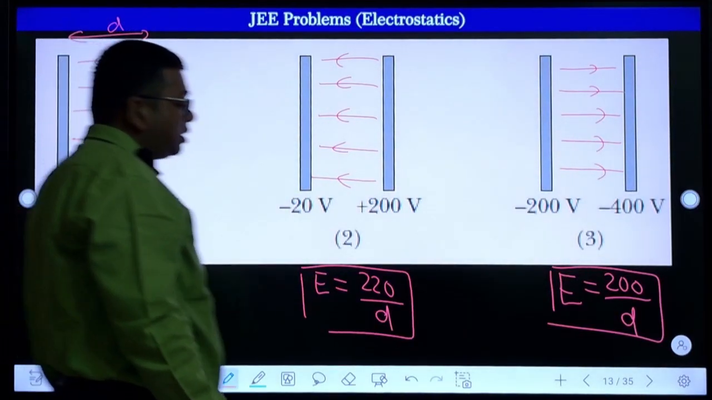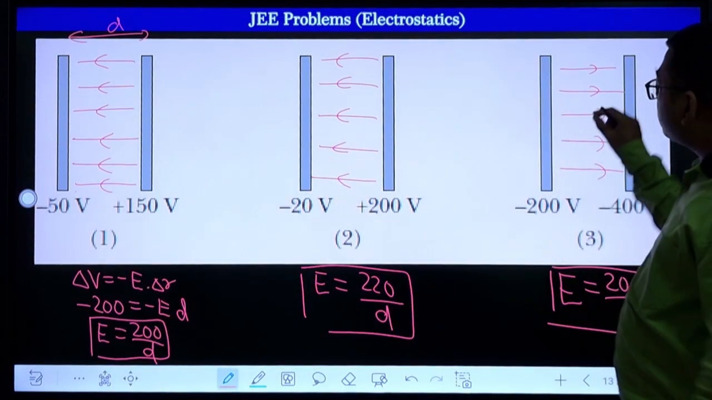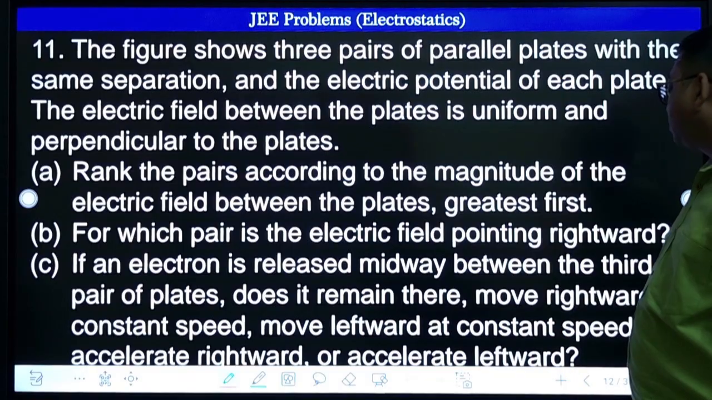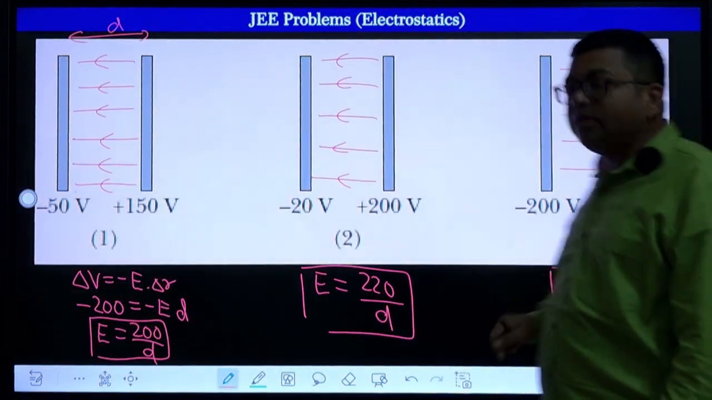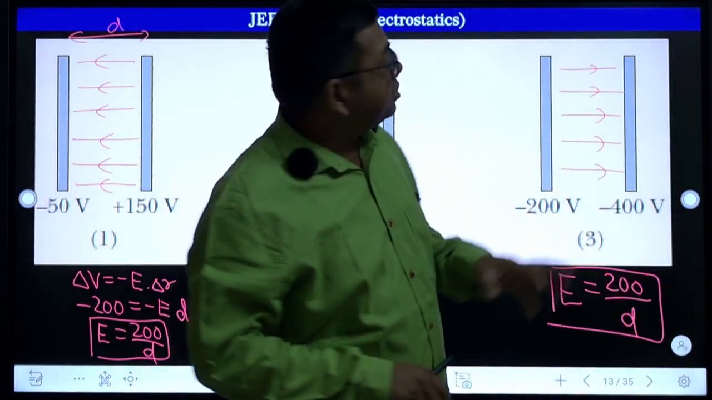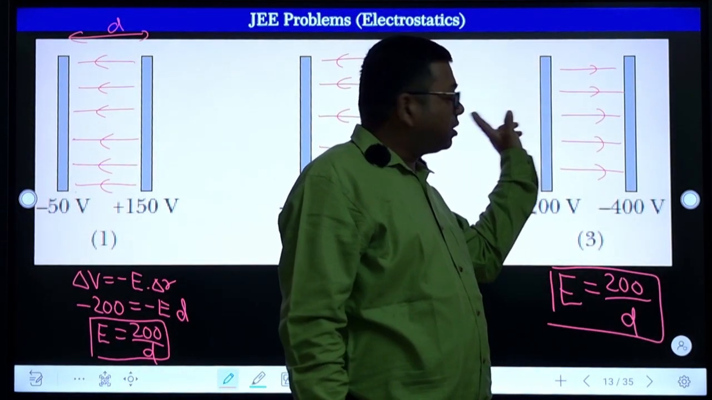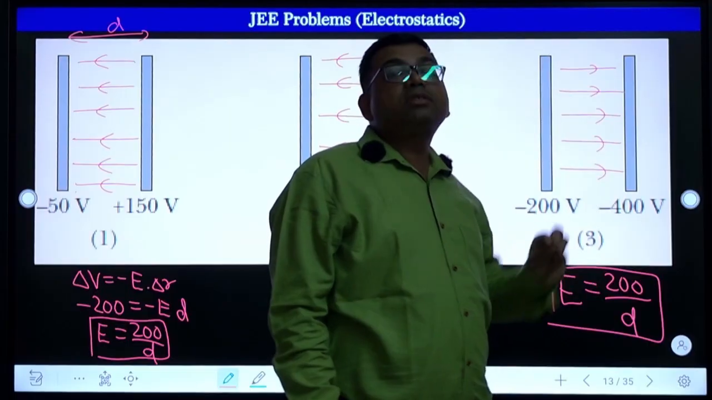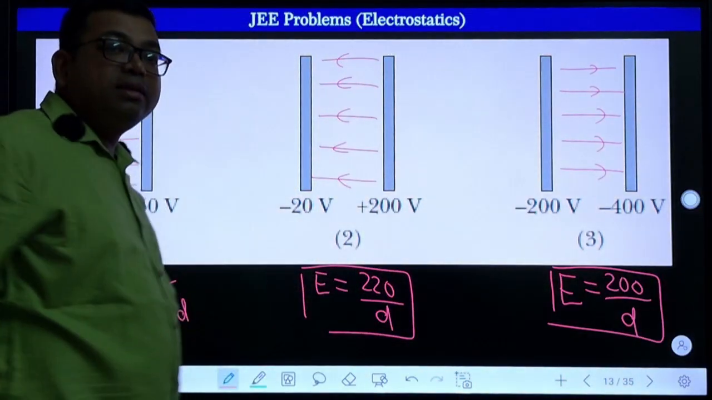Directions are opposite, right? The other part of the question is, if you keep an electron here, that's what they are asking. If an electron is released midway between the third pair of plates, does it remain there? Move right, move left, accelerate? What will happen? If you keep an electron here, electron is a negative charge. It goes opposite to the field line, so it will move towards the left side because the field is towards the right side, and it will not just move, it will accelerate because there is an electric field. That's the answer. Let us move next.